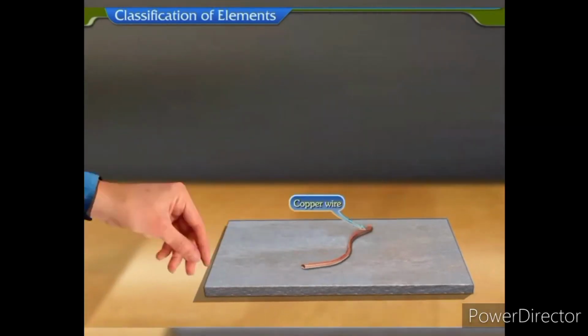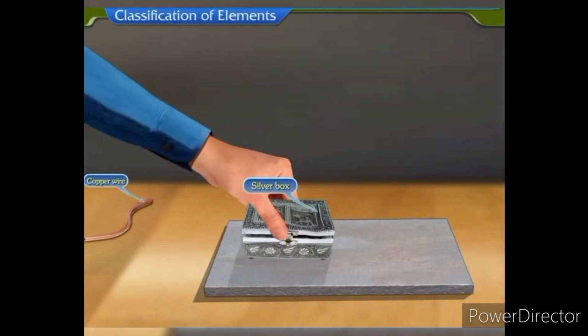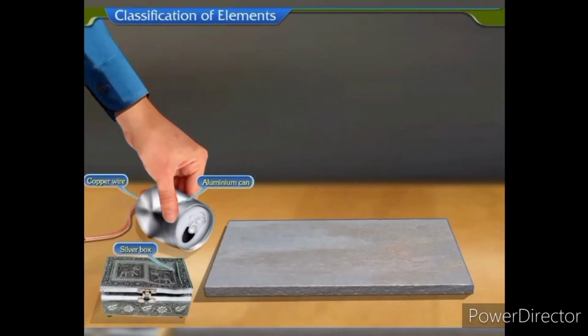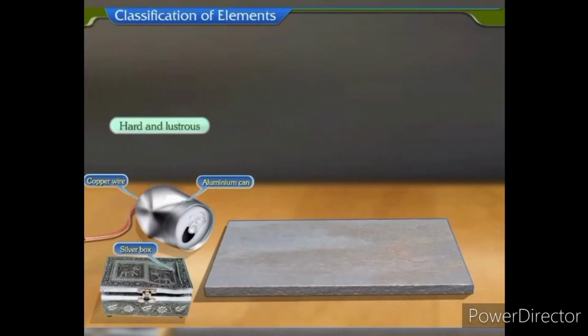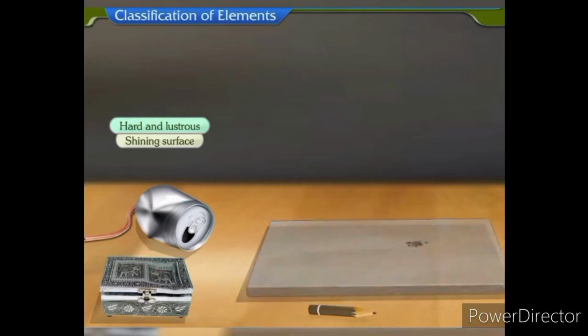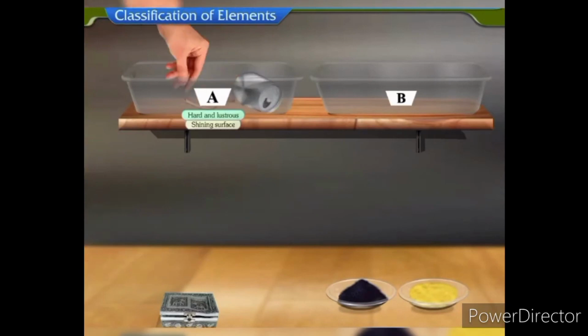Copper wire, silver box, and aluminium can are hard and lustrous. That is, they have a shining surface. Graphite core also has a shiny surface but is brittle and not hard. So, we will not pick it up. Now, put these objects in the basket A.